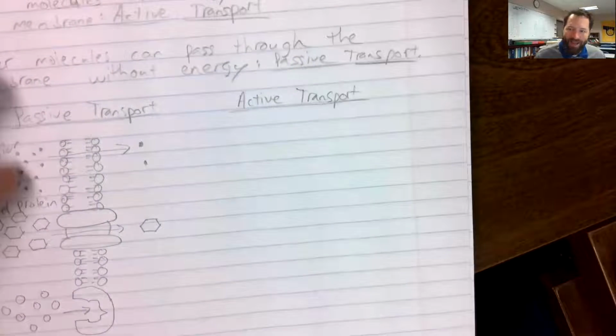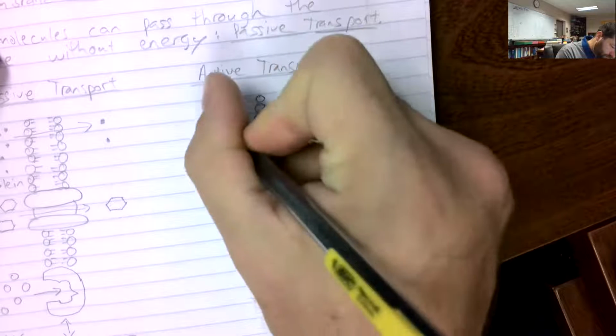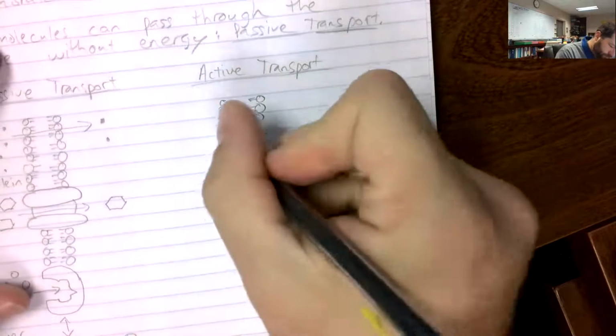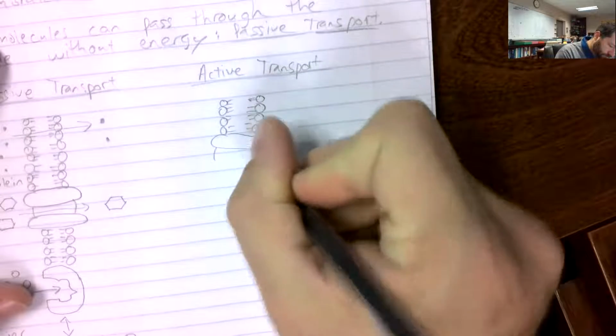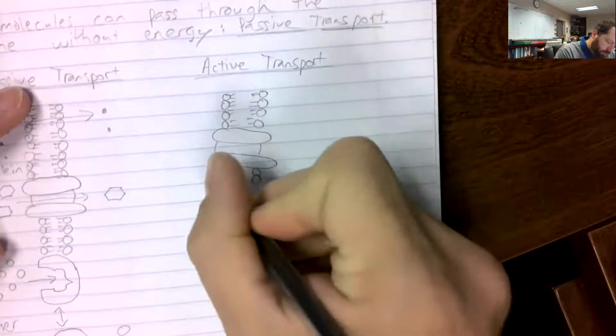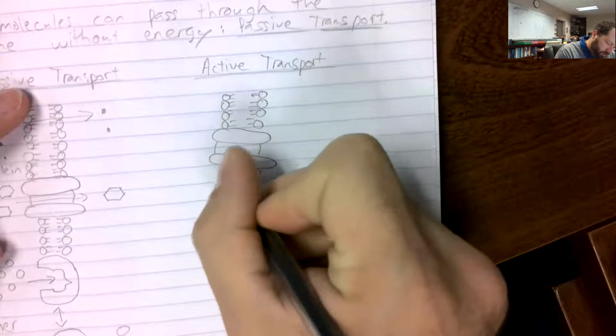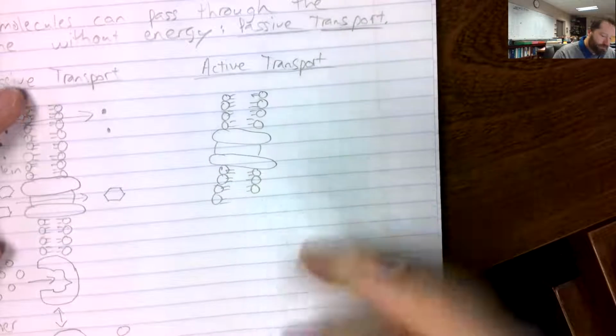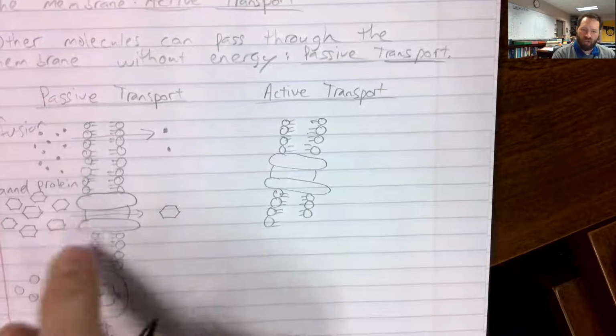All right, next up, let's take a look at active transport. Same concept here. We're passing through the membrane. Now, this is not going to be regular old diffusion, but it's going to go through a protein very similar to our channel protein or our carrier protein. But here's the difference.